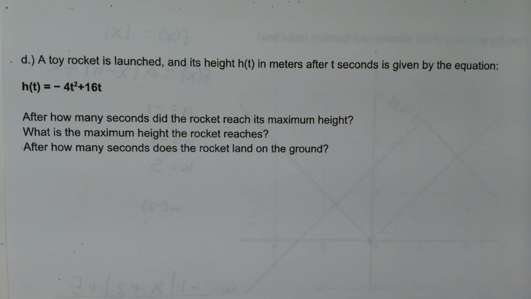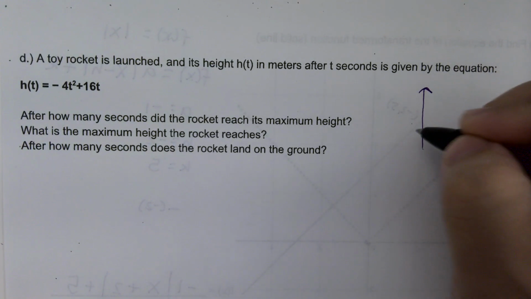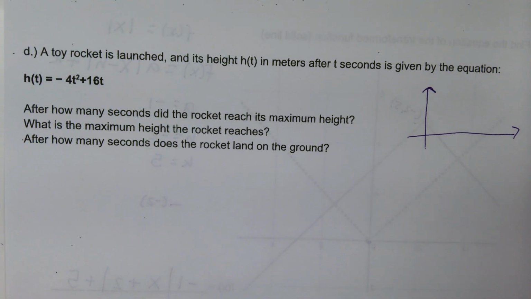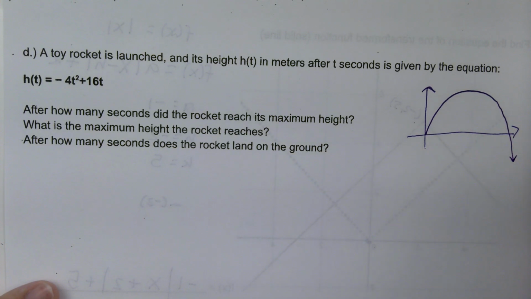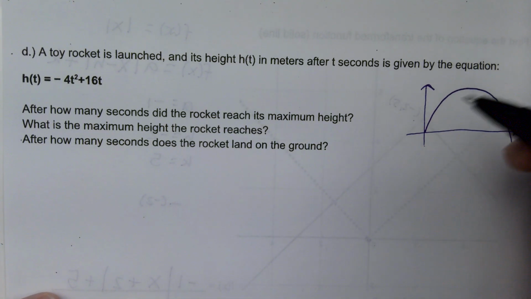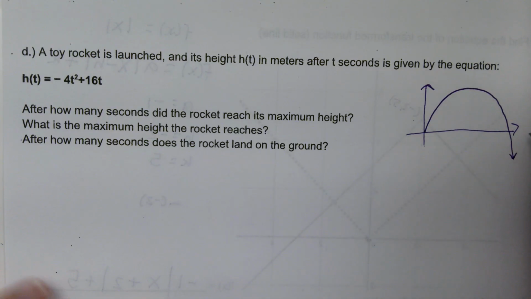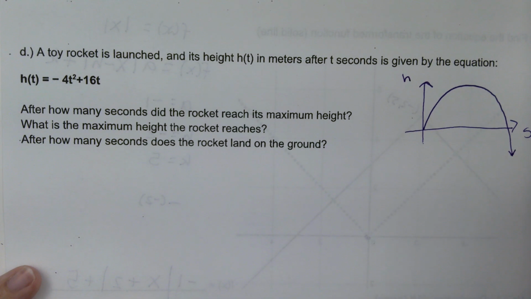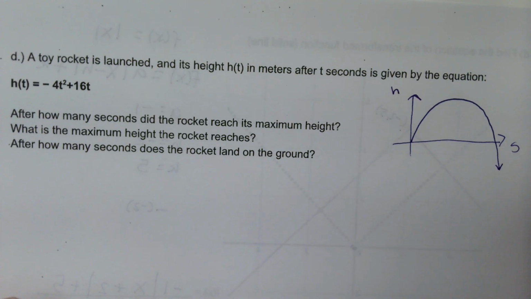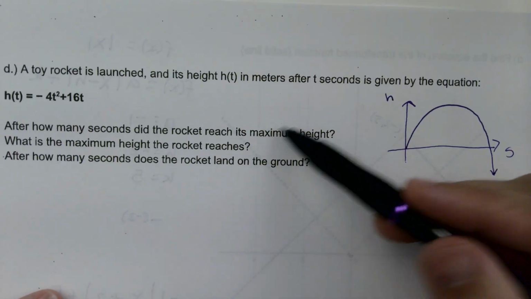I'm going to draw a very rough sketch at first so you see what's going on. When you're doing this sketch, it might start off rough. Basically, the path of the rocket will look something like that. It starts on the ground, so I know it's here. The x is seconds, and the y is height. After how many seconds did the rocket reach its max height?